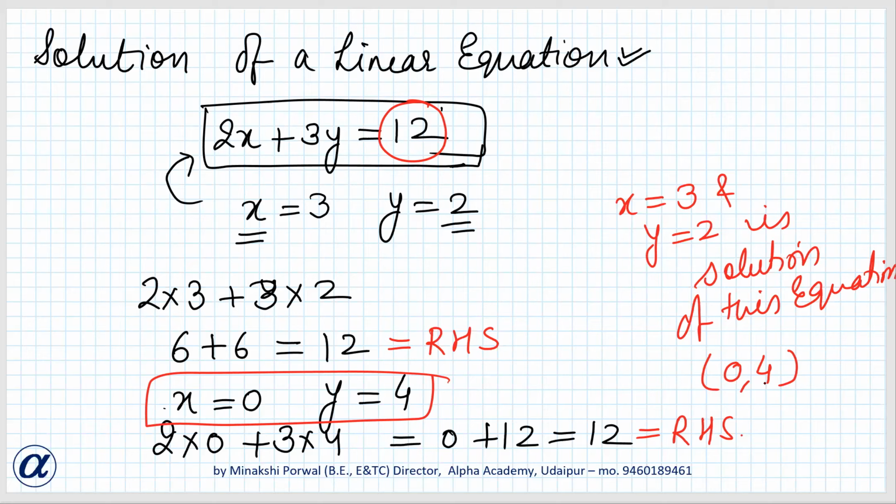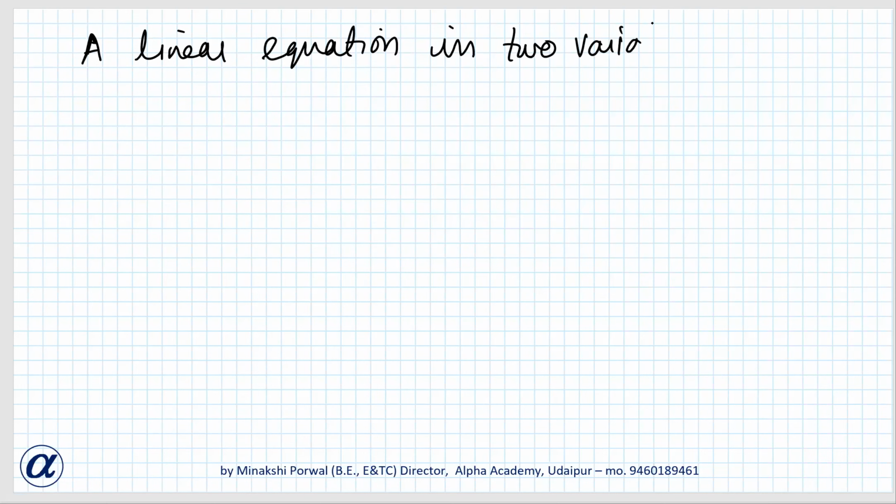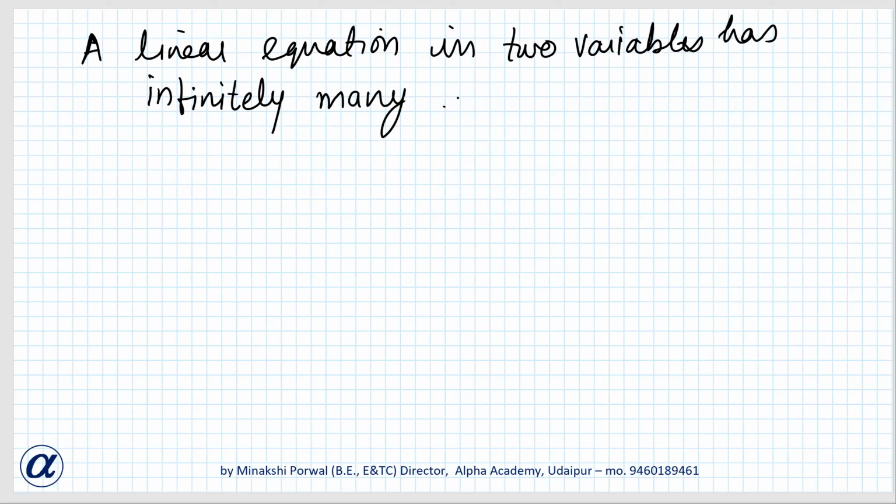Yes, ma'am. Okay. Now, the question arises: how many solutions are possible for any linear equation? Do you know the answer? Yes, ma'am. What is the answer? Ma'am, infinite. Okay. So a linear equation in two variables has infinitely many solutions. This you have to remember. A linear equation in two variables has infinitely many solutions. Ma'am, this can have a decimal solution also.